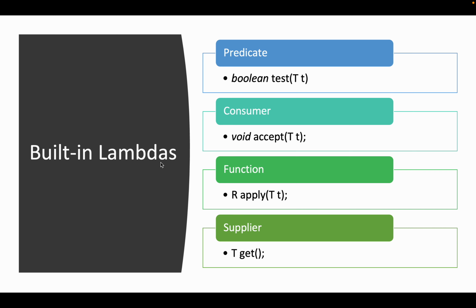Then we have built-in lambdas. The built-in lambdas that ship with the JDK, we have the predicate, we have the consumer, we have function, we have supplier. All of these are what we call functional interfaces. For you to be able to say you want to write a lambda expression, your interface must be functional. By functional, we mean it must only contain one abstract method in it. Then we know that it's functional.